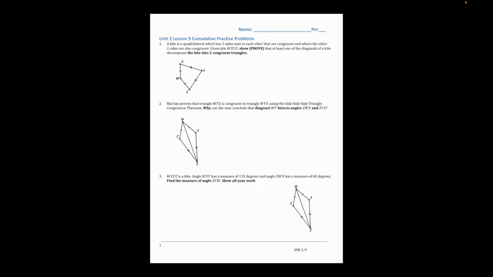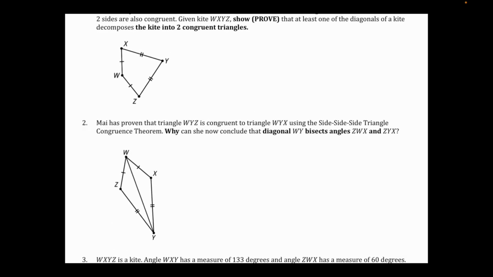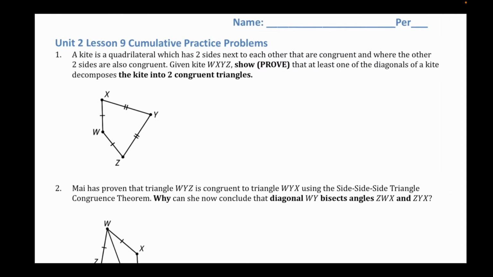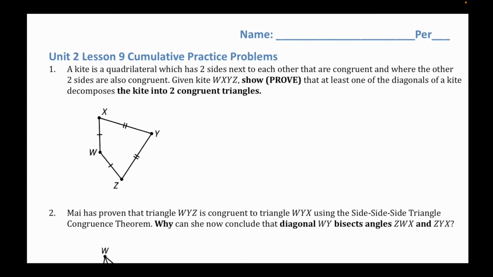Today's video we're looking at the Unit 2 Lesson 9 and the Lesson 11 cumulative practice problems. So this first question is about a kite. So let's look at this kite. A kite is a type of quadrilateral. It has two sides next to each other that are congruent, and then the other two sides are also congruent.